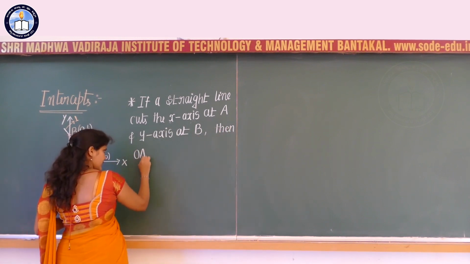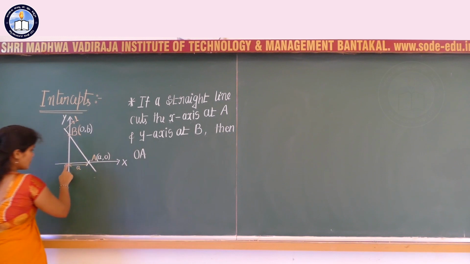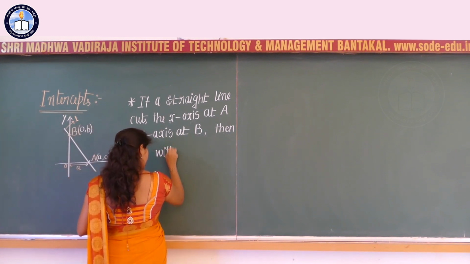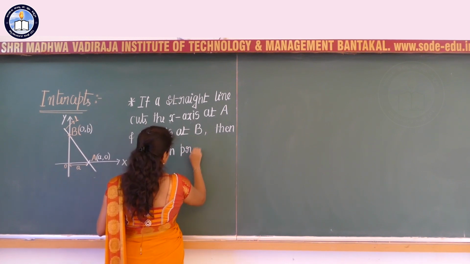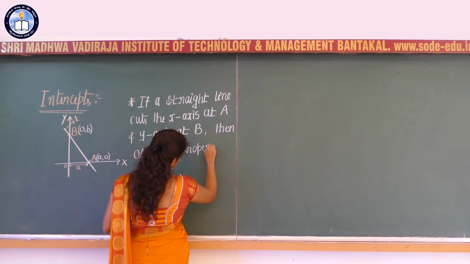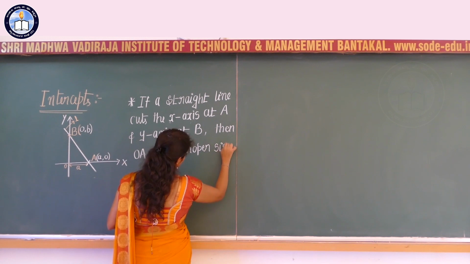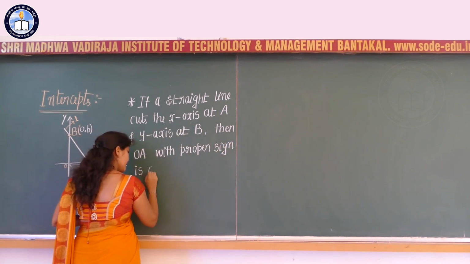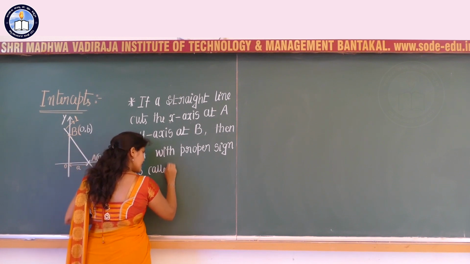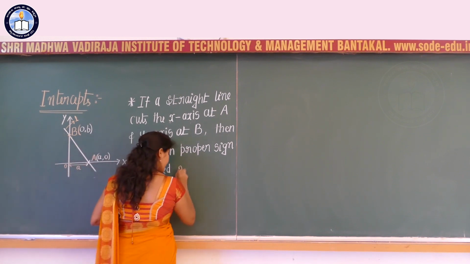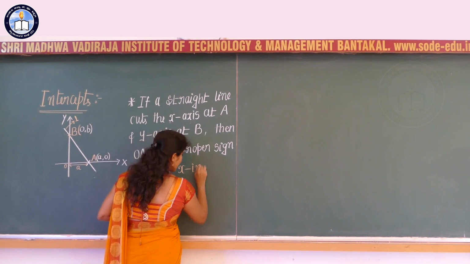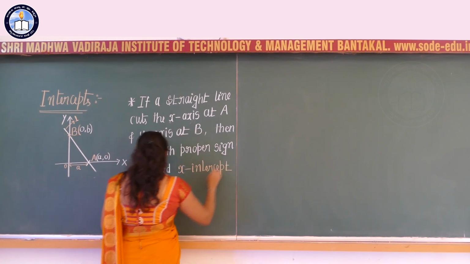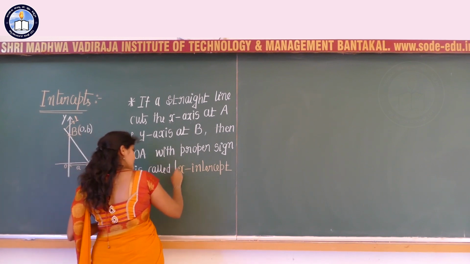OA, that is from O to A with the proper sign, is called x-intercept.